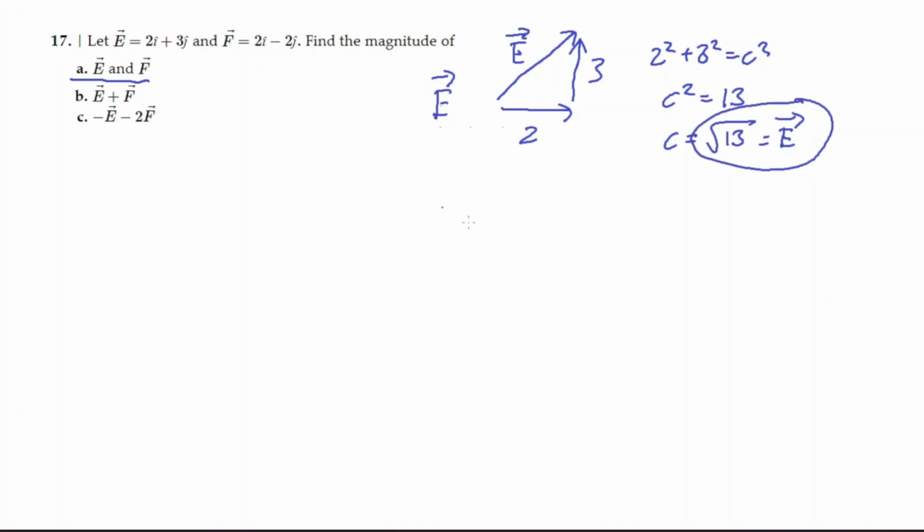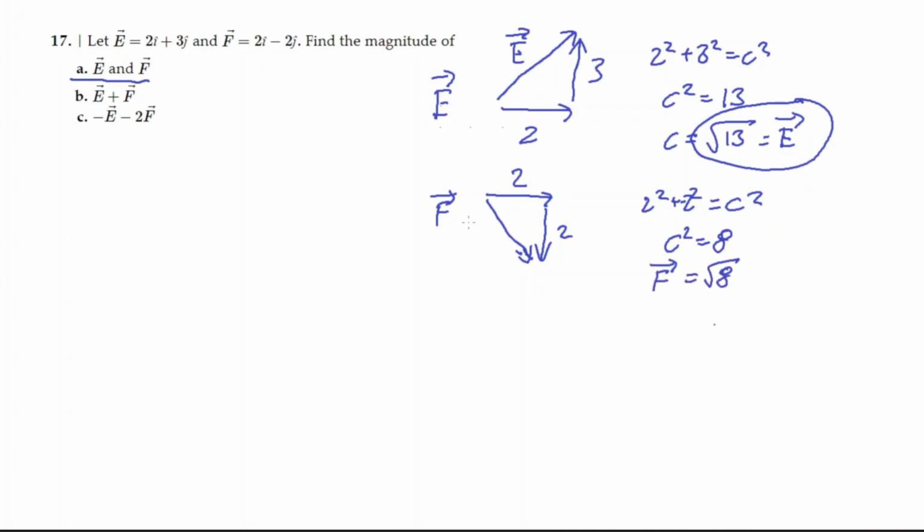And now let's find the magnitude of the f vector. So we have f right here. It's going to be to the right 2 units and then down 2 units. And if we connect it, it's going to look something like that. And now if we find the hypotenuse for that, or the magnitude of the f vector, it's going to be 2 squared plus negative 2 squared, which is positive 4, is equal to c squared. If we add that together, we get c squared is equal to 8. And then the f vector magnitude is equal to square root of 8.